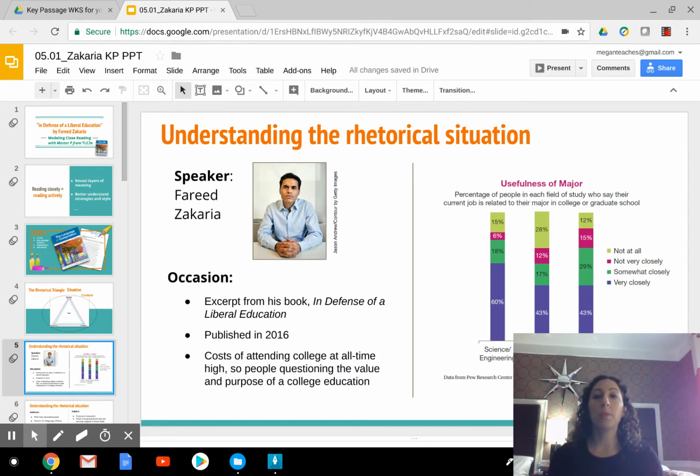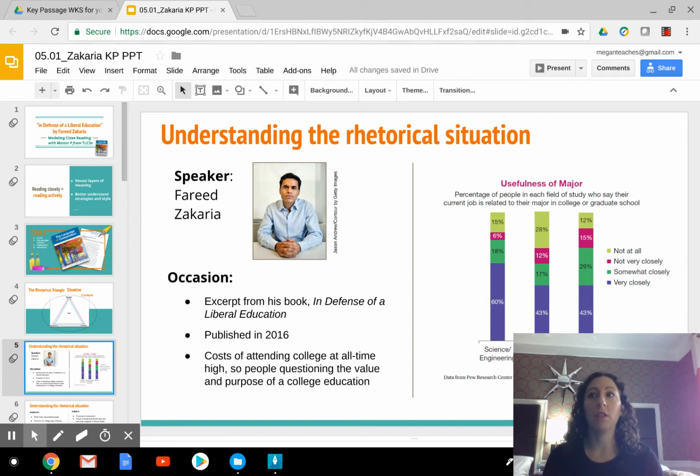Before we jump into closely analyzing this text, we need to have a good understanding of the rhetorical situation. This passage came from a book, as I mentioned before, In Defense of a Liberal Education. It was published in 2016. And in this book, Zakaria addresses the impact of liberal arts education on himself as an individual, and also the importance of that education to society.